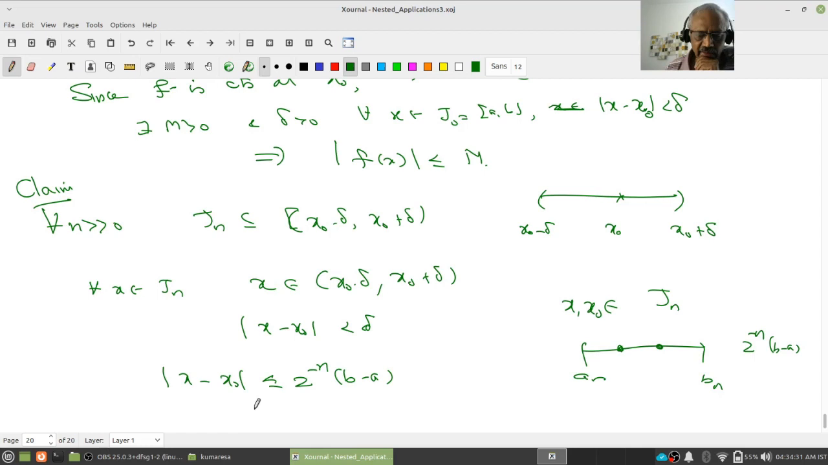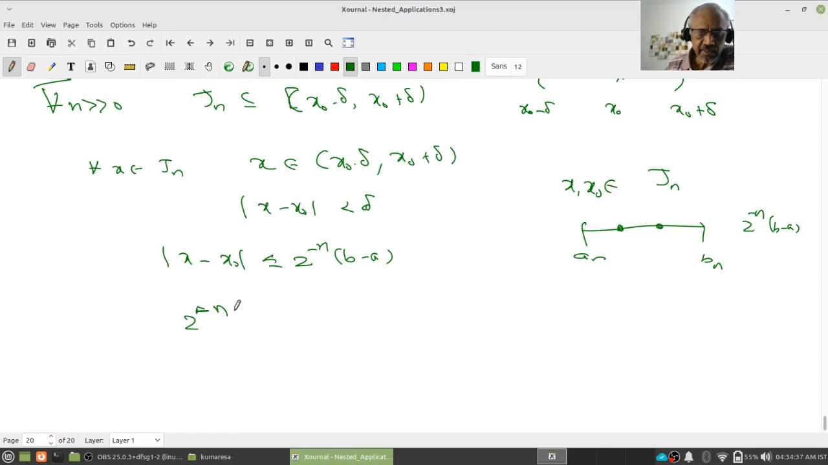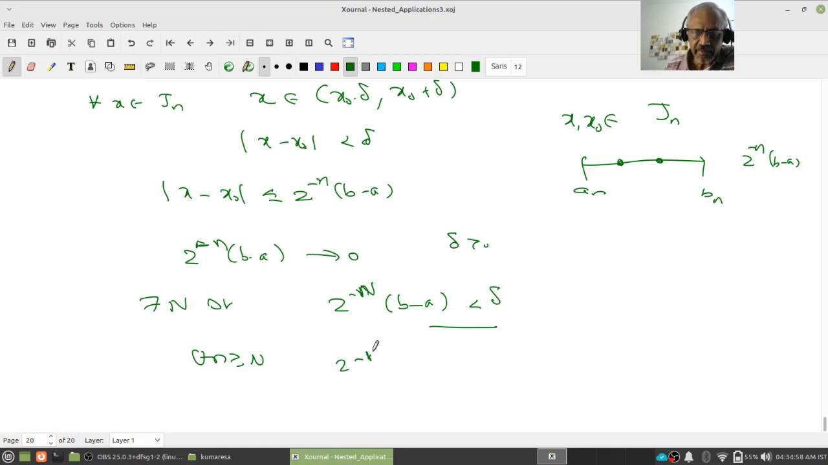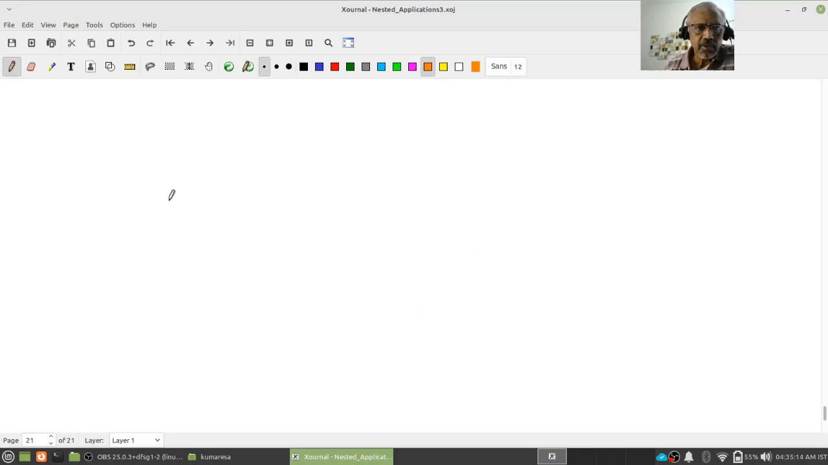Now, you are given delta, and the sequence 2 to the power minus n b minus a goes to 0. Therefore, for this delta, there is a capital N such that 2 to the power minus n b minus a will be less than delta. Therefore, for all n greater than or equal to N, 2 to the power minus n b minus a will be less than delta. Do you accept it? Now we are through. So in particular, Jn for all n greater than or equal to N is contained in x0 minus delta to x0 plus delta.